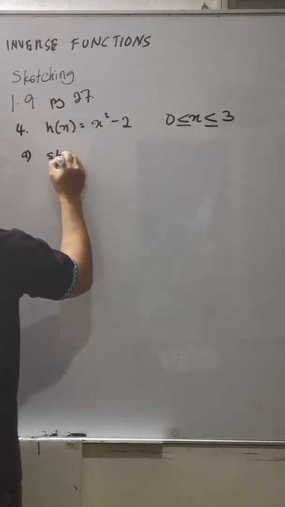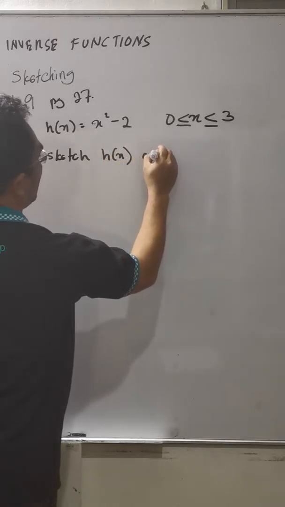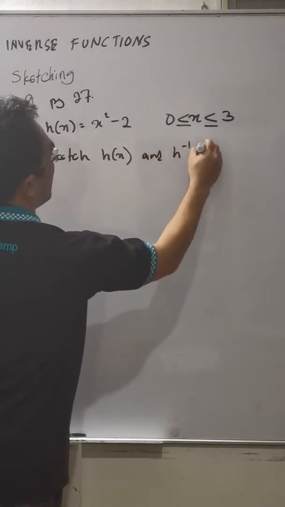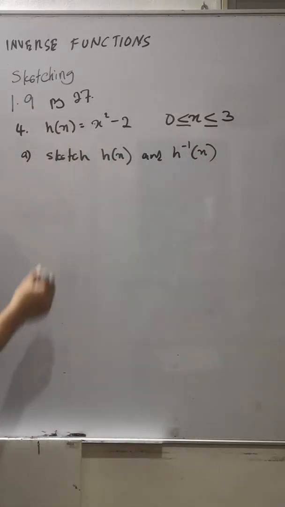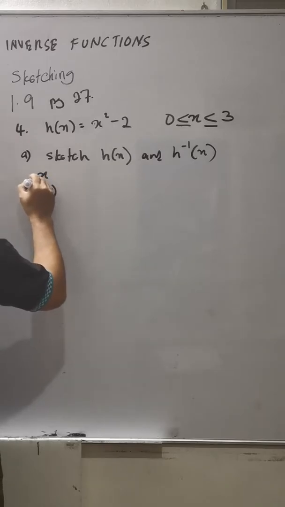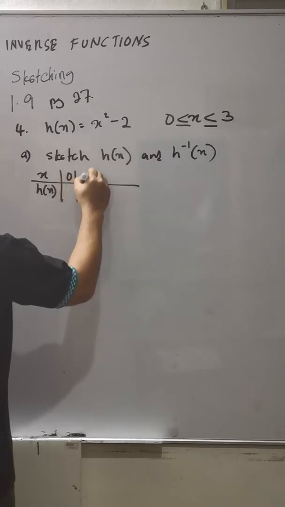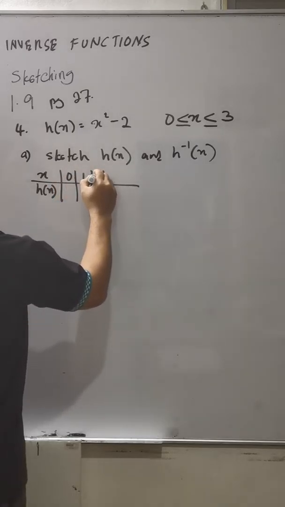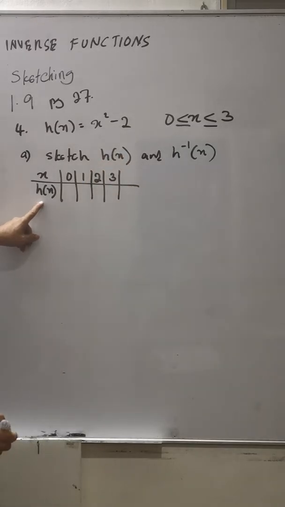A, sketch h(x) and h negative 1, or the inverse of h(x). So we are given h(x), so create a table of x and h(x), and substitute the values 0, 1, 2 and 3, and find the value of h(x).